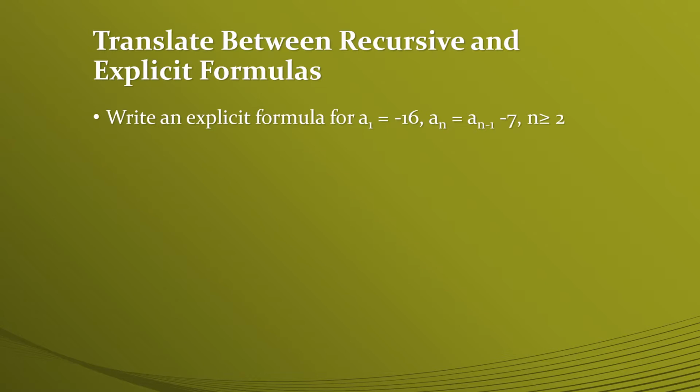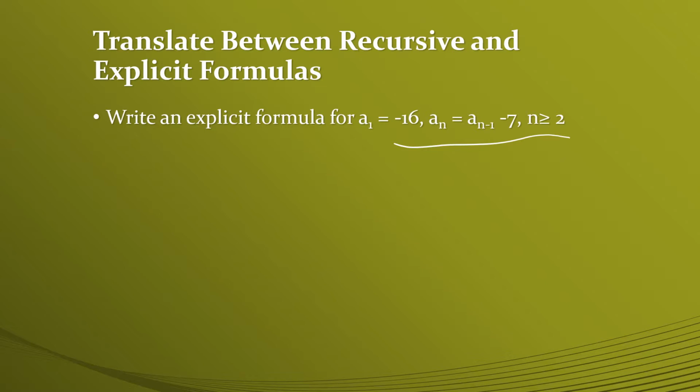All right, so now we've been given a recursive formula, and we're being asked to write an explicit one, and this is for an arithmetic sequence. So let's see what we have. We got a1 is equal to negative 16, and then we have the recursive formula here, which is an equals a sub n minus 1 minus 7, and the domain is where n is greater than or equal to 2.